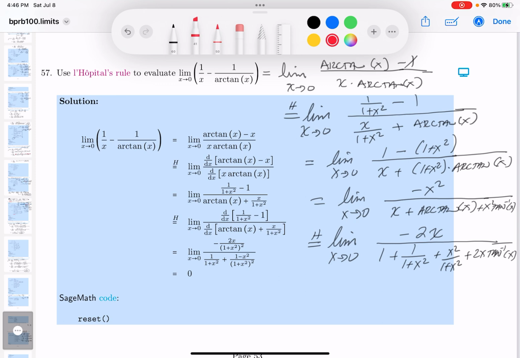The limit of the top is 0. That's easy. This would be 1. If x goes towards 0, what would this be over here? This would be 0. And this would be 0. So we left off with, let's write this down, it's going to equal 0 over 2, which is 0. And we're done. Thank you.